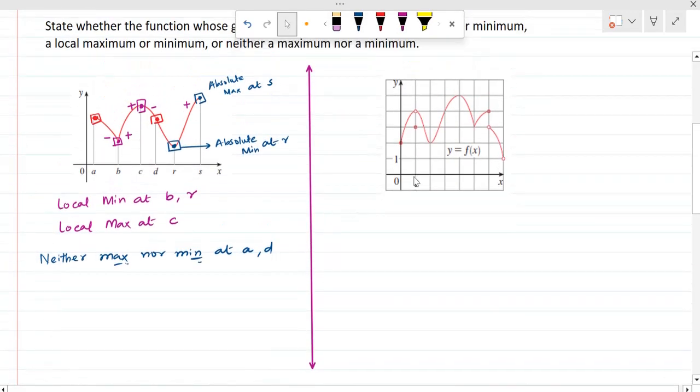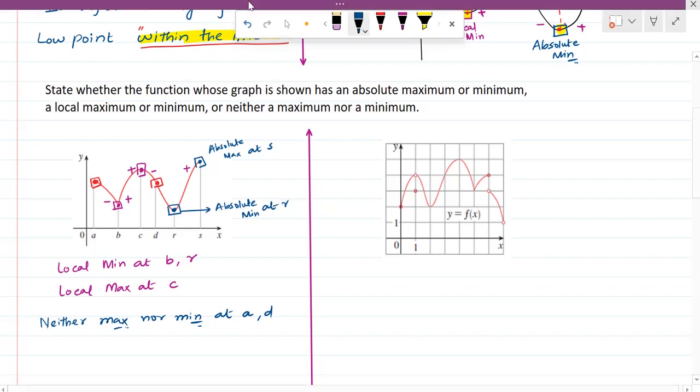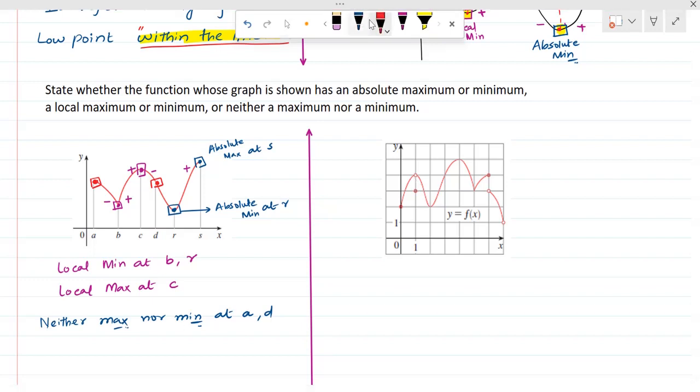Now let us go to the next graph. The graph is given, and we have to find the local maximum and minimum. The question asks to show the local maximum and minimum, or relative maximum and minimum. Relative or local are the same; global and absolute are the same.